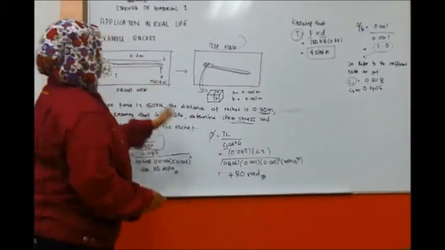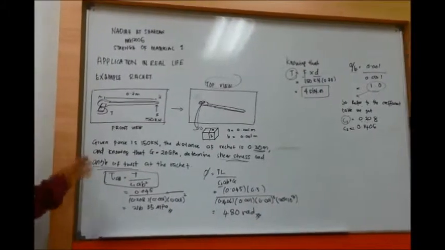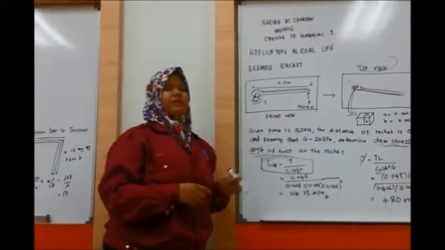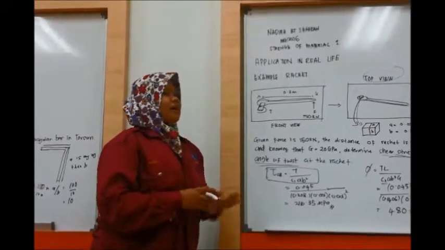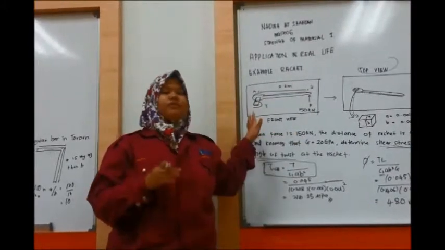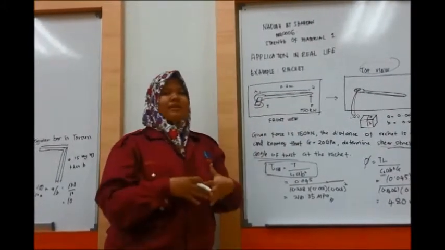Okay, this is an example in our real life that can be applied from torsion in non-circular member. There are many examples. I will choose this one as my example in my project. That's all from me. Thank you.